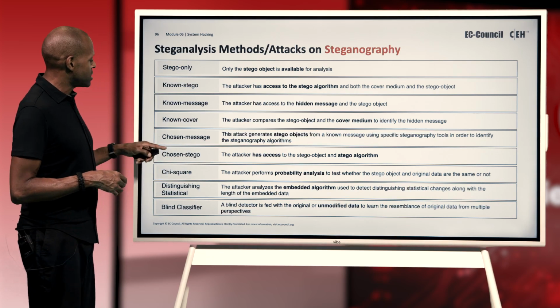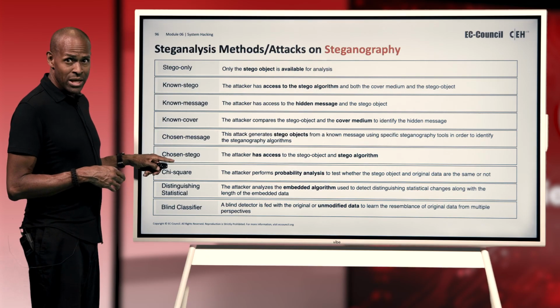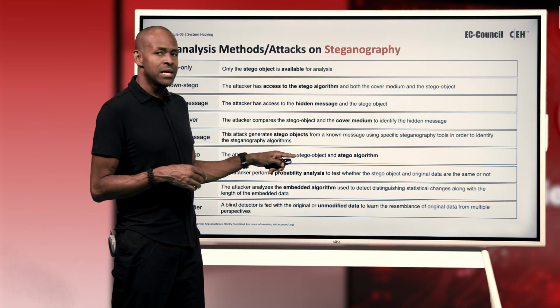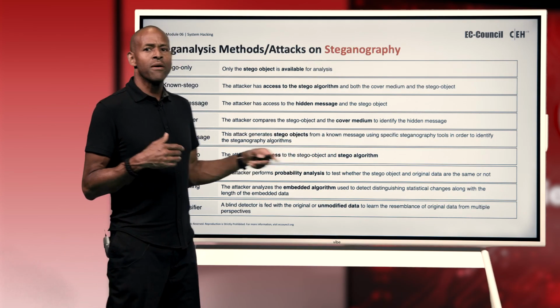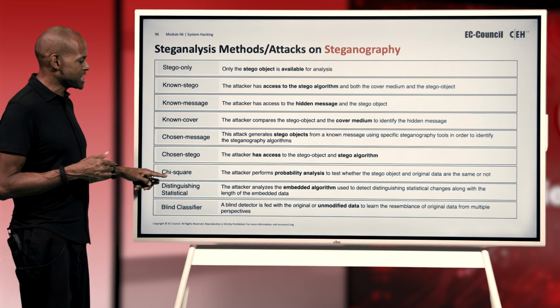The next one, so we have chosen message, and now we have chosen stego. In this case, we have access to the Stego object and the Stego algorithm, and we can run through iterations to be able to find the message using those. And we have chi-square also.